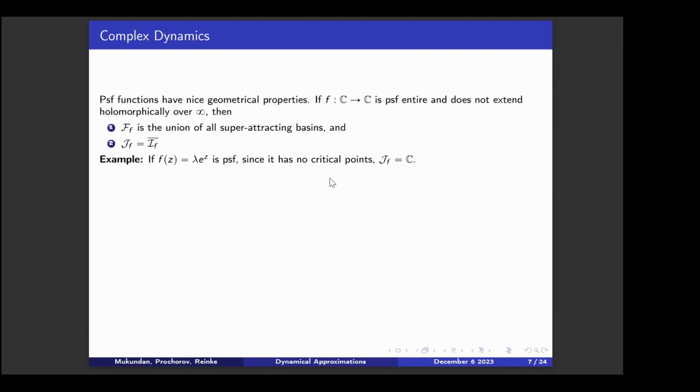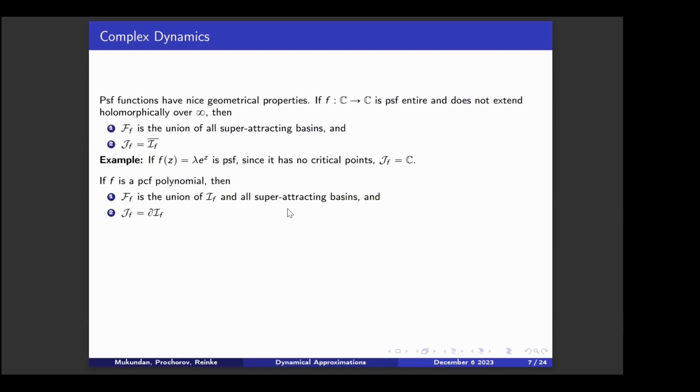Okay. So you have this nice breakdown of what these dynamically important objects are if you have a PSF map. So for example, if you take a function of the form lambda e^z, you don't have any critical points, so you cannot have any super attracting cycles. So if you don't have any super attracting cycles, you don't have any super attracting basins. So you don't have a Fatou set. So the Julia set has to be everything. If you have a polynomial, on the other hand, that's PCF, then the Fatou set is the union of the escaping set and all the super attracting basins. And the Julia set is the boundary of the escaping set. Okay. So for this function, z^2 minus 2, the Julia set is this interval, and the escaping set is everything else.